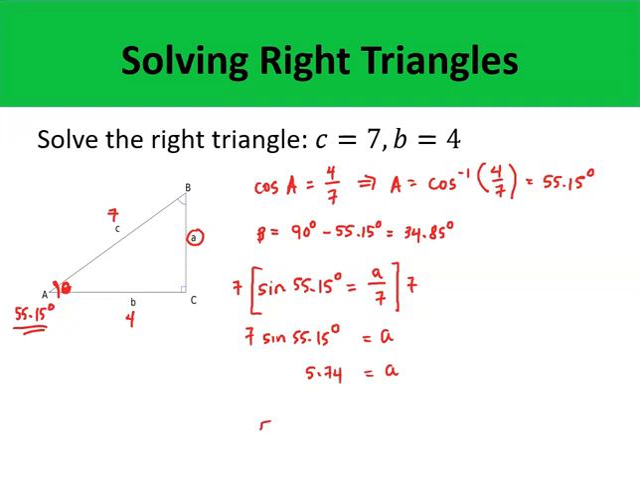However, we can also use the Pythagorean equation. We can solve for a using the square root of c squared minus b squared, which is the square root of 7 squared minus 4 squared, and that is 5.74 also. So we get the same length, whatever relationship we use to solve for a particular unknown quantity in solving right triangles.